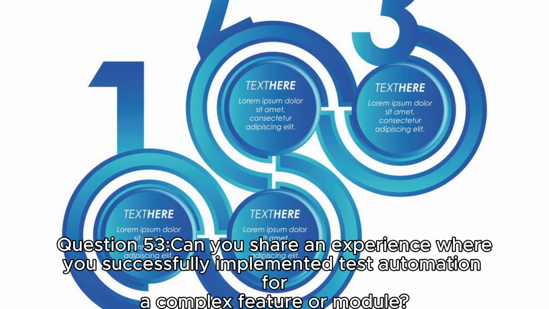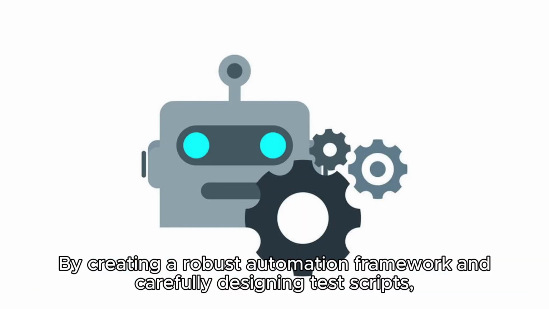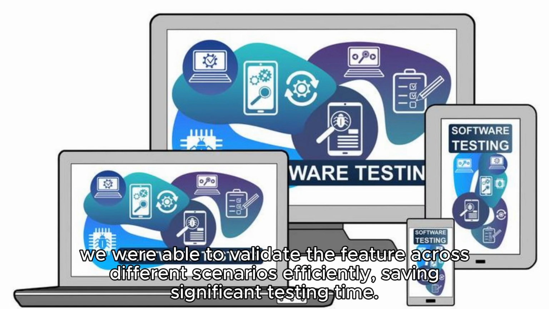Question 5.3. Can you share an experience where you successfully implemented test automation for a complex feature or module? Answer: In a previous project, I implemented test automation for a complex payment processing feature. By creating a robust automation framework and carefully designing test scripts, we were able to validate the feature across different scenarios efficiently, saving significant testing time.